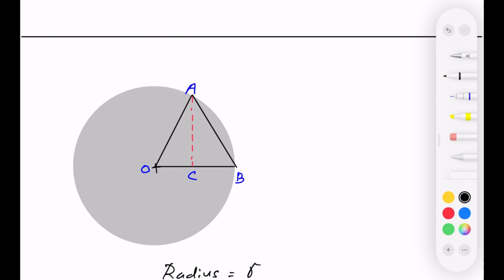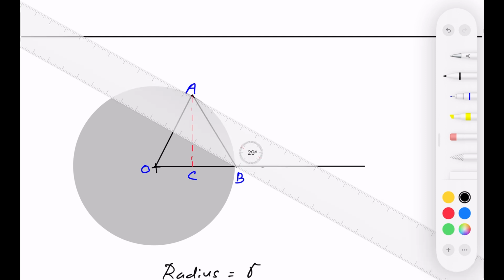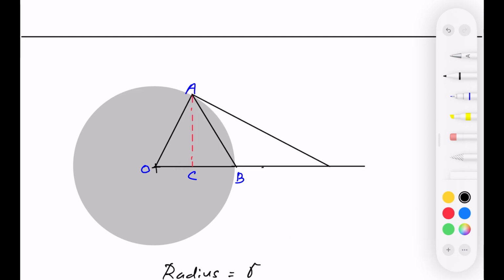Now I have to do two more constructions. I need to extend the line OB, and then I need to draw a tangent to the circle at A. Now the construction is complete. Let me go ahead and erase this little line segment. Let me label the point of intersection between extended OB and the tangent that was drawn to the circle through point A as point D.